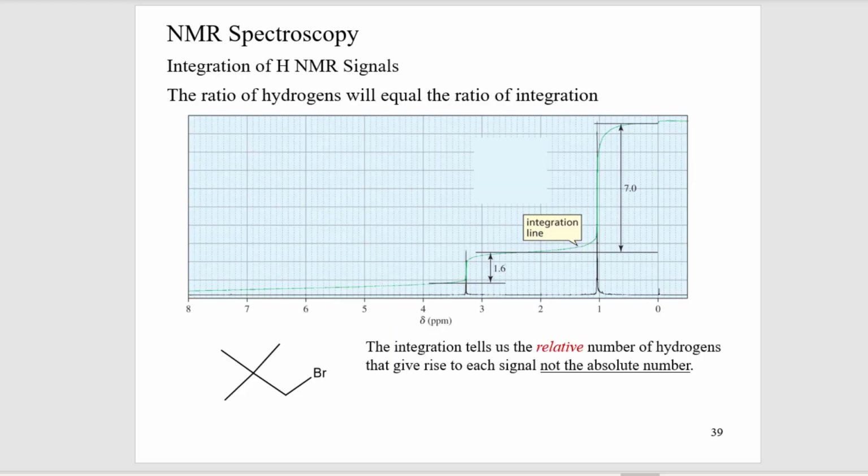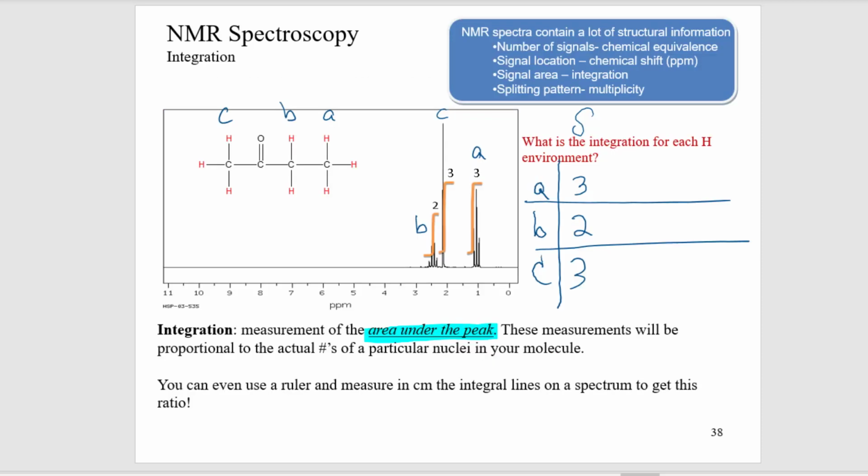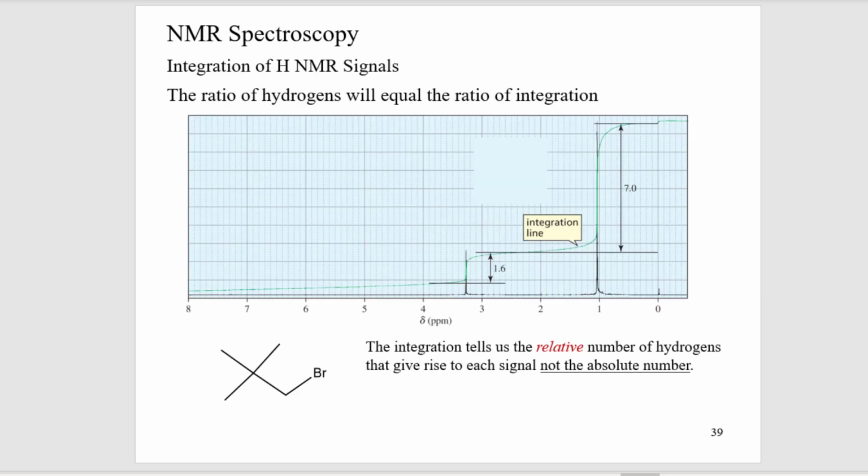Okay. Integration of NMR signals tells us the ratio. We got lucky in this previous one. It happened that the ratio, 3 to 2 to 3, was actually the absolute numbers of the hydrogens in those environments. That's just luck. Sometimes, though, the integration trail that is measured by the instrument, the trail is in green here. When you measure the integration trail, you can see the trail, it goes up.